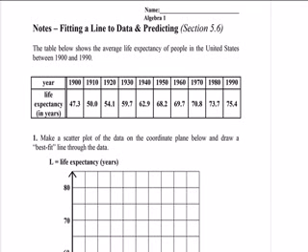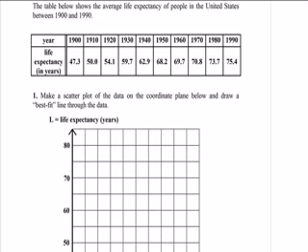To make scatter plots and best fit lines. So our first example shows a table, and this table shows the average life expectancy of people in the United States between 1900 and 1990. In the year 1900, the average life expectancy was only 47.3 years. And you can see as time goes on, up until 1990, the average life expectancy was 75.4. So what I want you guys to do is go ahead and plot the points.